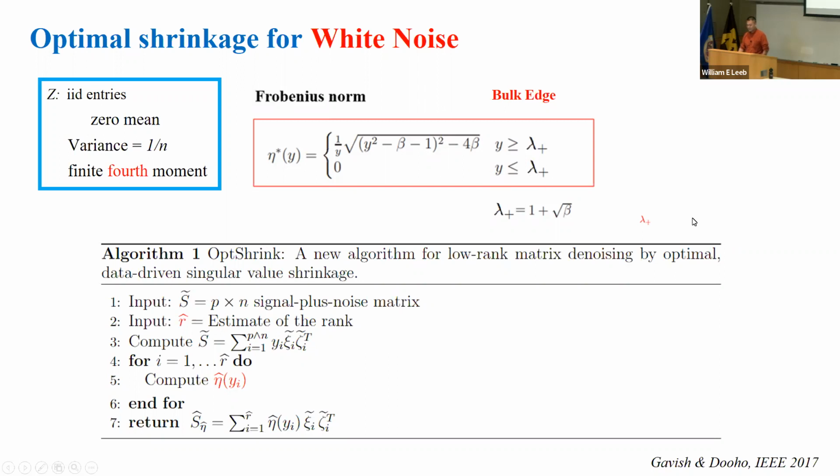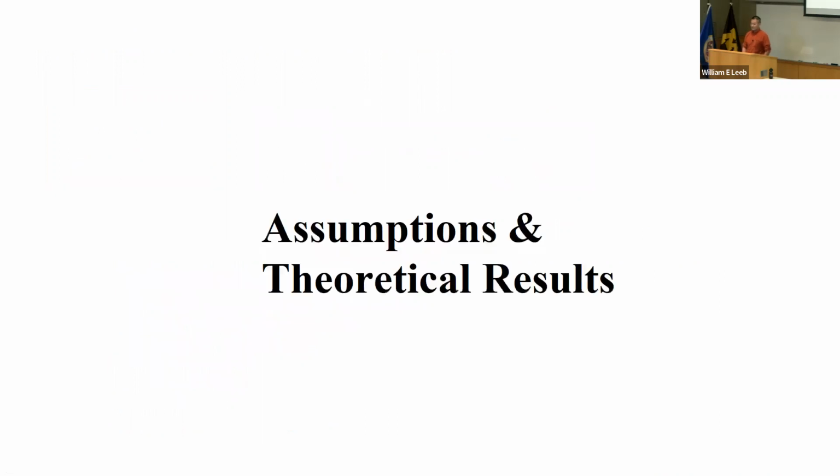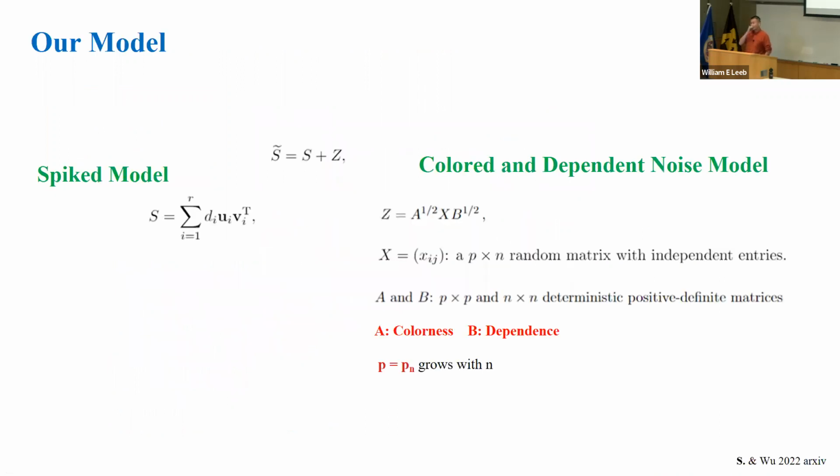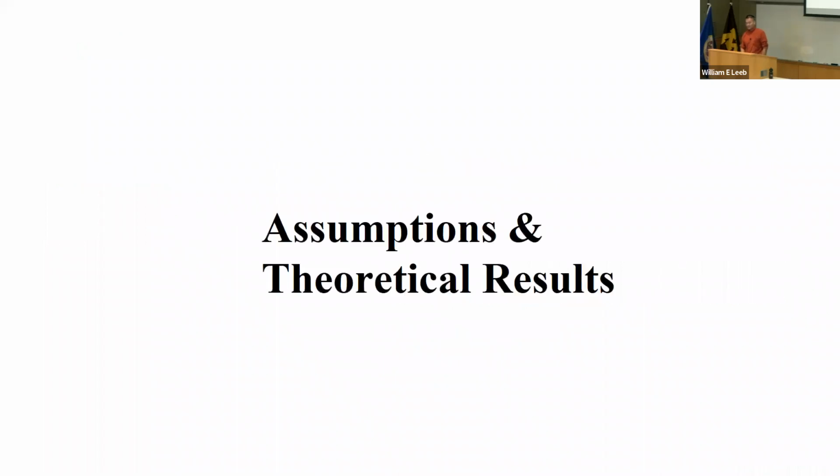The rank can be decided by direct computation, and this optimal shrinker can be directly computed. But in our case, the noise matrix is not white. So if we have more general noise data, how do we perform the optimal shrinkage? This is the main result of my research.